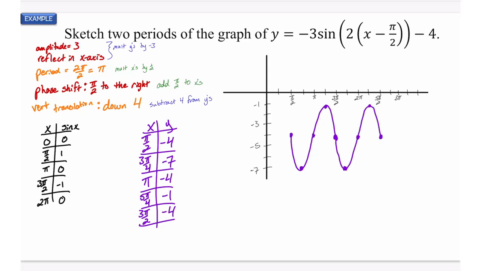Voila. And of course, you could test that: from pi over 2 to 3 pi over 2, that's a distance of pi units. And from 3 pi over 2 to 5 pi over 2 is another distance of pi units. And you've also got a middle. Instead of going middle, high, middle, low, middle, it's middle, low because of the reflection. So we're looking at middle, low, middle, high, middle, and another one, middle, low, middle, high, middle. And there we go.